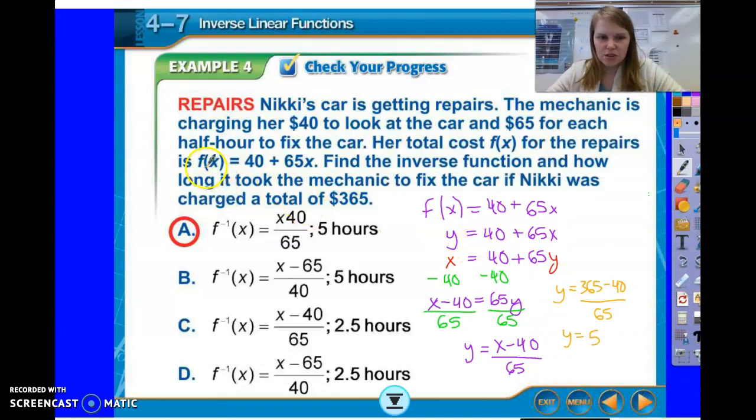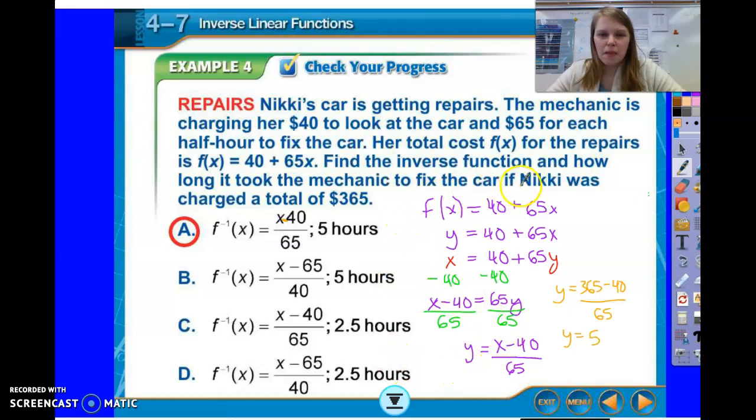What I did is I started out with this, plugged in y, switch x and y, and now get y on a side by itself. So this looked to me x minus 40 over 65. This should have a minus sign in it. Sorry about that. That should have a minus sign, x minus 40 over 65.